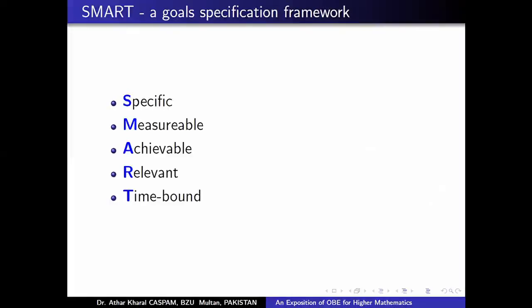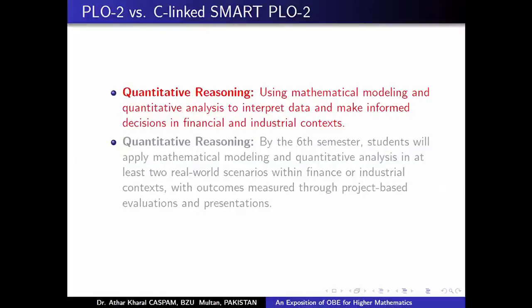How should it be made smart? Here it is. For example, this is a quantitative reasoning program learning outcome: using mathematical modeling and quantitative analysis to interpret data and make informed decisions in financial and industrial contexts. Look at its new form. Here we have made sure that it will be smart. Now it is the same PLO, but this time in red, it is smart: by the 6th semester, students will apply mathematical modeling and quantitative analysis in at least 2 real-world scenarios within financial or industrial contexts, with outcomes measured through project-based evaluations and presentations.